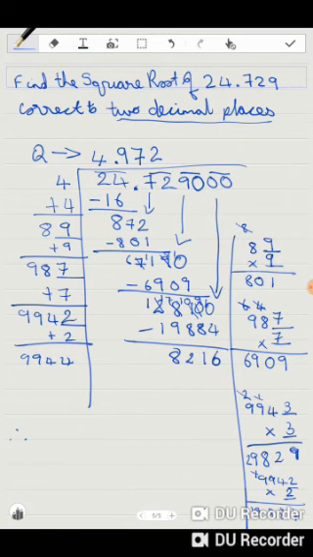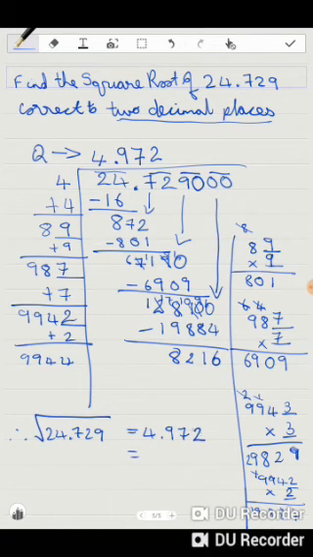So therefore, square root of 24.729 is 4.972. But since they are asking us to find out up to 2 decimal places, I will look at my third digit. Since it is less than 5, I keep 4.97. Correct? So if it is 5 or more, we let it go up.